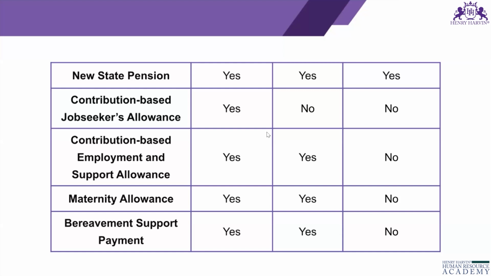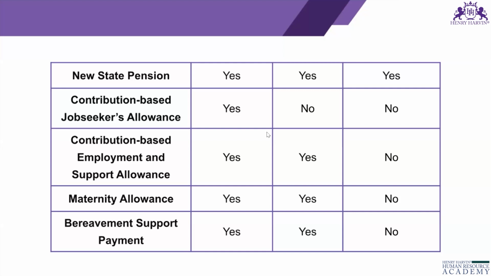Then contribution-based Jobseeker's Allowance. As I said, an employee will only search for a job if they become unemployed. But class 2 and class 4 people are running a business, so they will not get Jobseeker's Allowance. Contribution-based Jobseeker's Allowance means they have contributed NIC. That is the reason they can claim the benefit now.